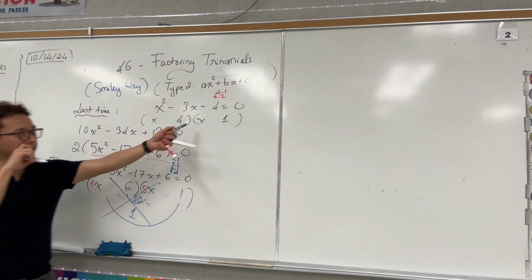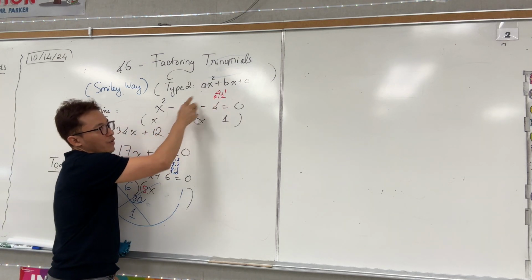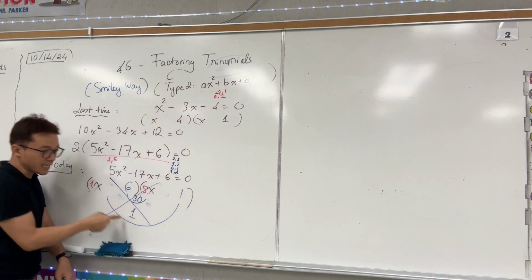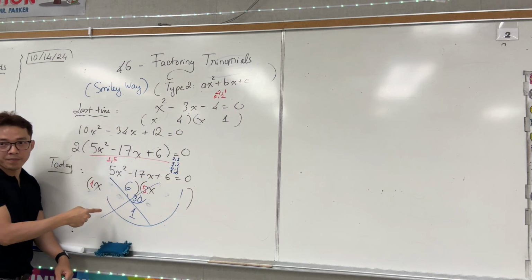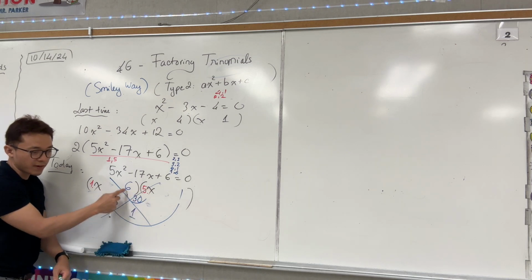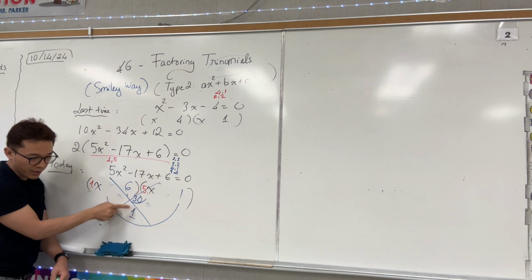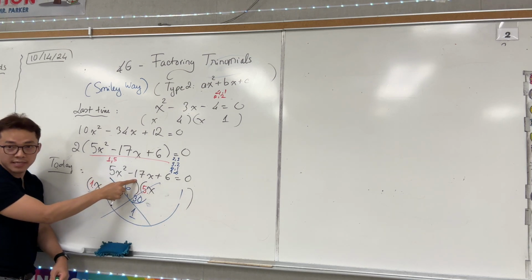So here you're going to check the combination. Do 2 and 2 give you 3? No, 4 and 1 can give me 3. But in this case, type 2, you're going to check right here in this step. You're going to multiply them first, do the smiley way first, and then check if 30 and 1 can give you 17.